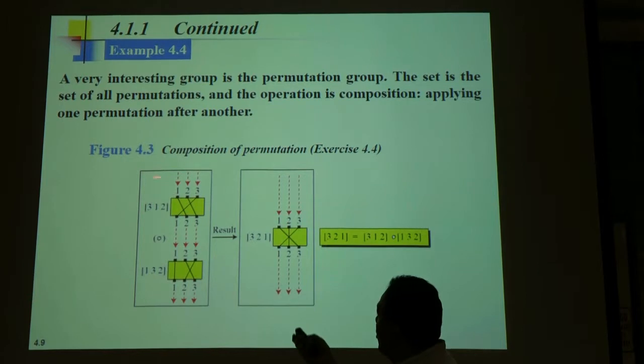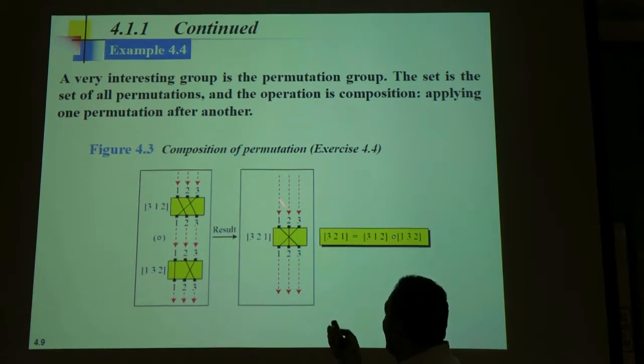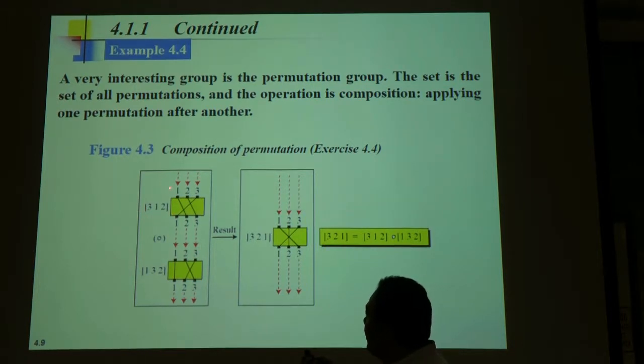So if you do the operation here, you'll see that's the output. For example, if you put the input 3, 1, 2, then 3 is going to go in here, right? It goes here, then here, then here.